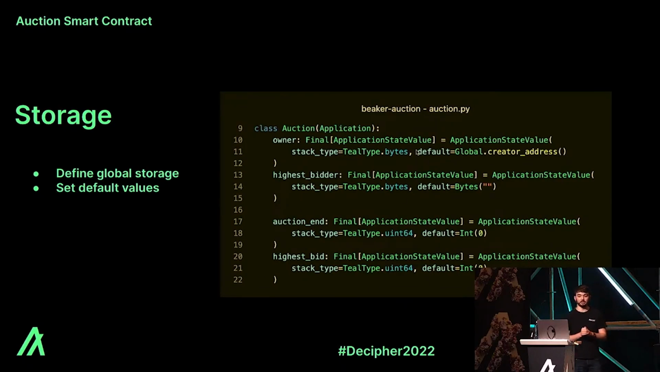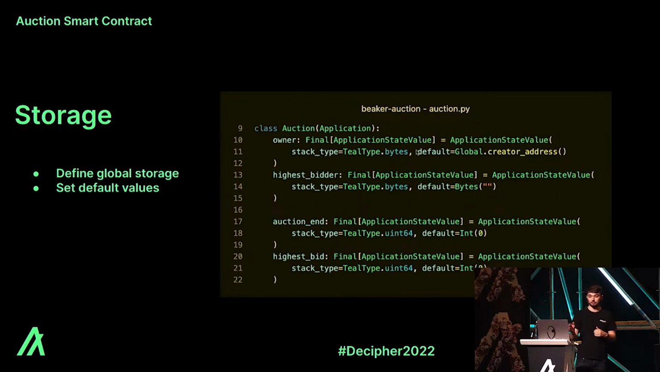So for our application, we're going to be defining 4 different key value pairs. The first 2 are owner and highest bidder, and these are both going to be saving bytes. So you'll see we have stack_type equals TealType.bytes, and that's telling Beaker that this owner key is going to be saving some value that is the type of bytes.